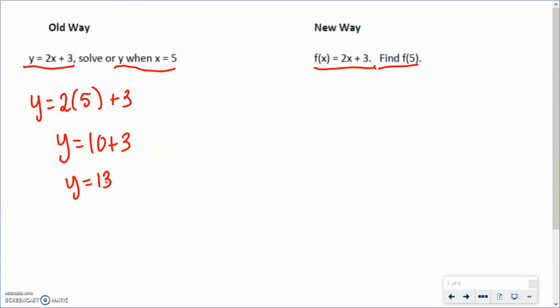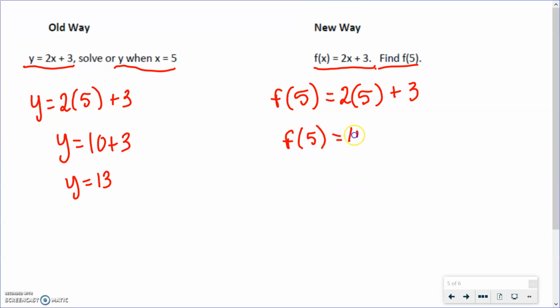If we're doing it in function notation, we're going to do the same thing, just instead of y, we're going to be writing f of 5. Now the good thing about this is you can see what you're solving for, what you're plugging in, and what it equals. So you see the x and the y value at the end. When I get to the end here, 2 times 5 is 10 plus 3, I can see that f of 5 is equal to 13. So I would know that that is the point 5, 13, okay?